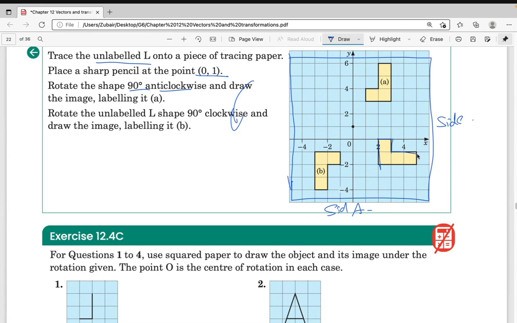So when you rotate it 90-degree anti-clockwise, side A will come on this side. And the image already drawn on the tracing paper will follow the direction and land on this place. When it does, you will be able to see where you have to mark your points and draw the rotated image.